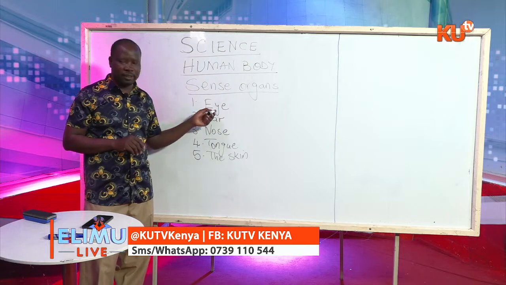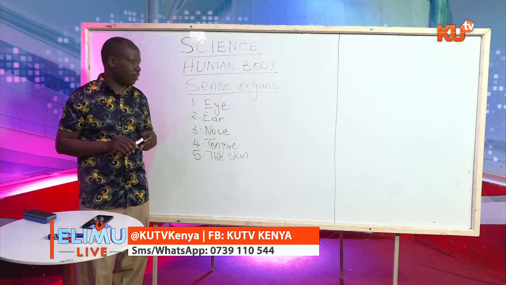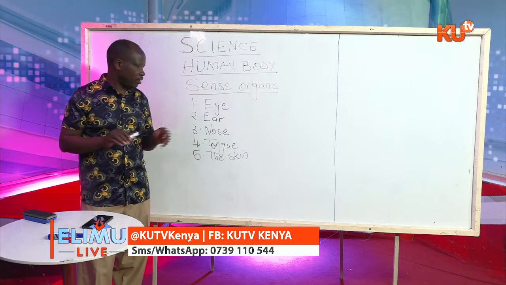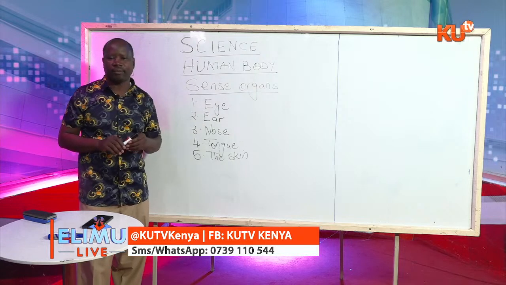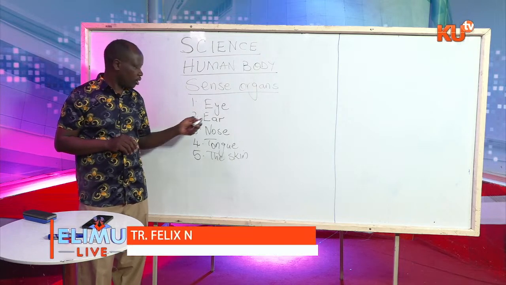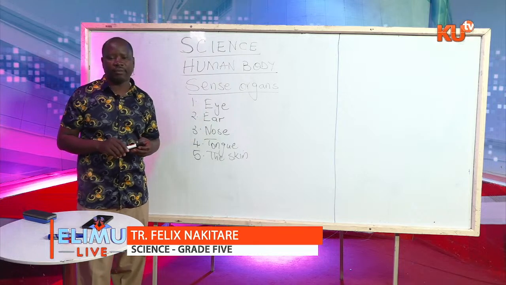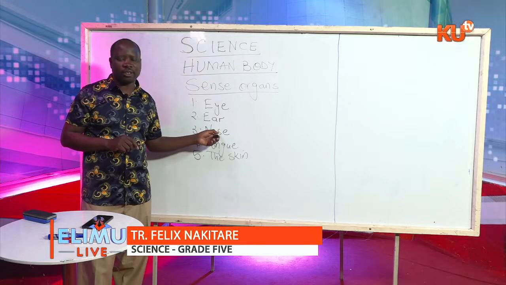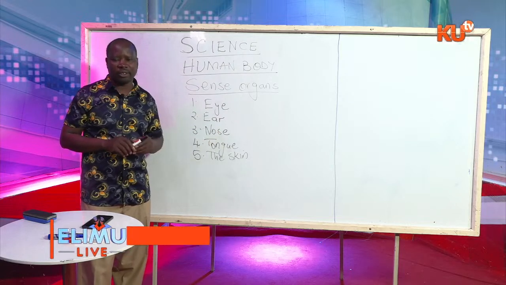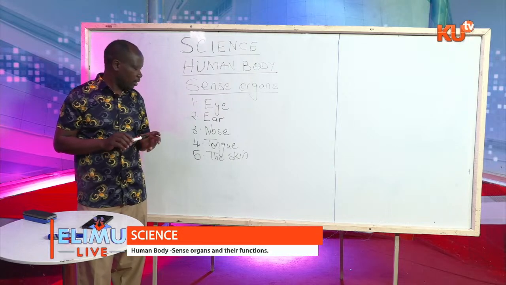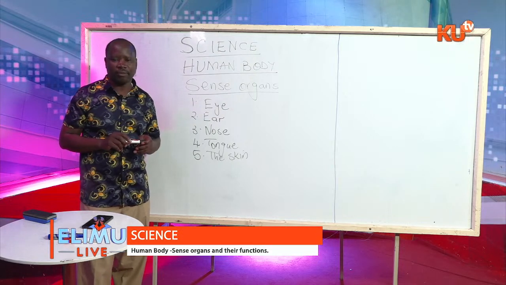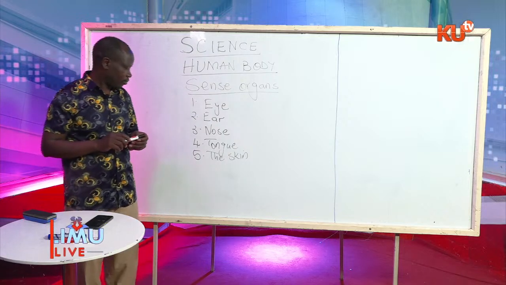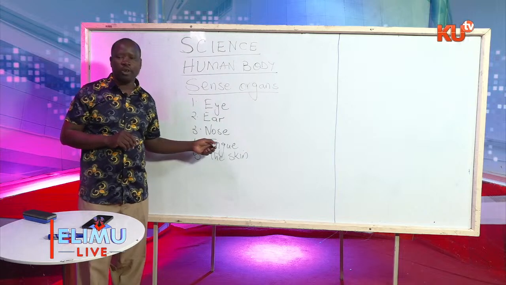So look at your friend and see how the eyes look like. In pairs or in groups, look at the eye. You can also look at the ear of your friend. You can also look at the nose. Look at how the nose looks like. Look at the shape of the nose. Show your friend as your friend also shows you. You can also look at the tongue.